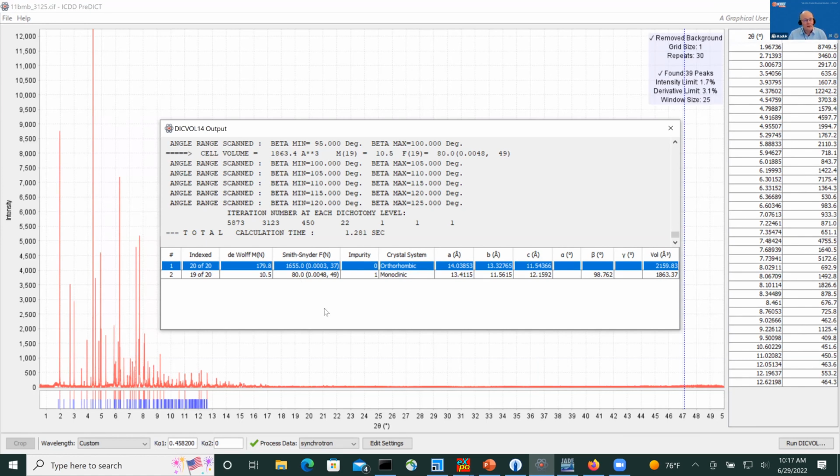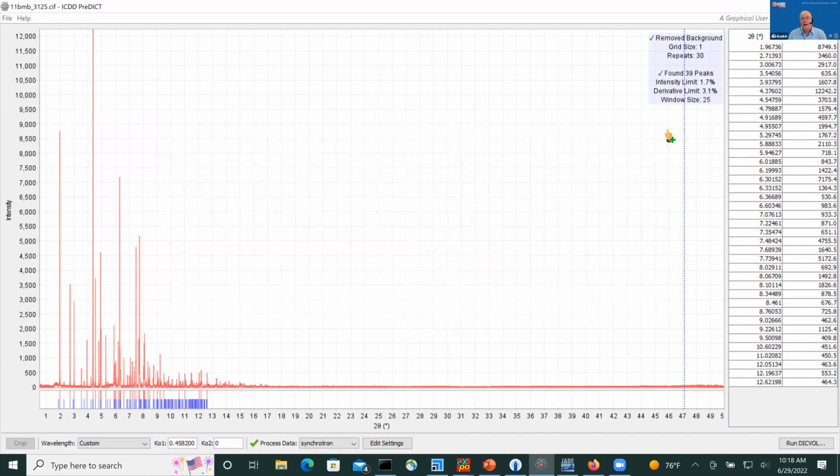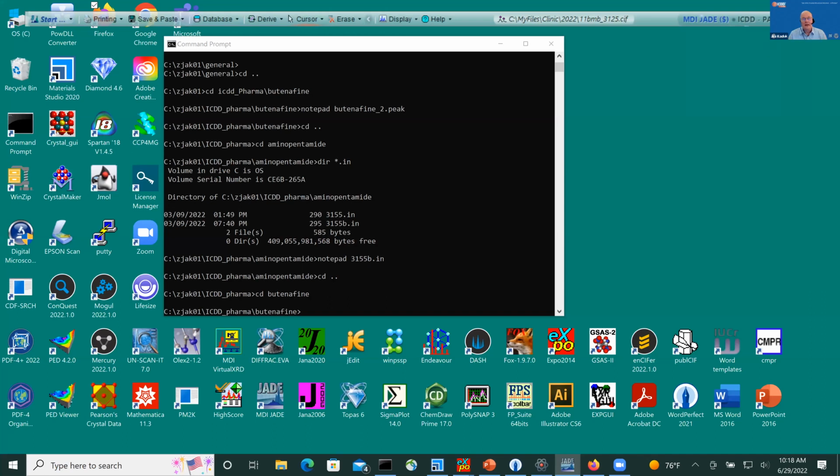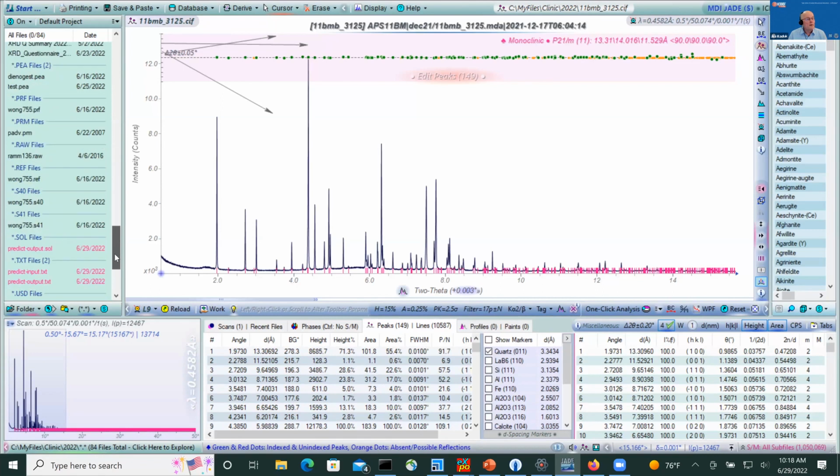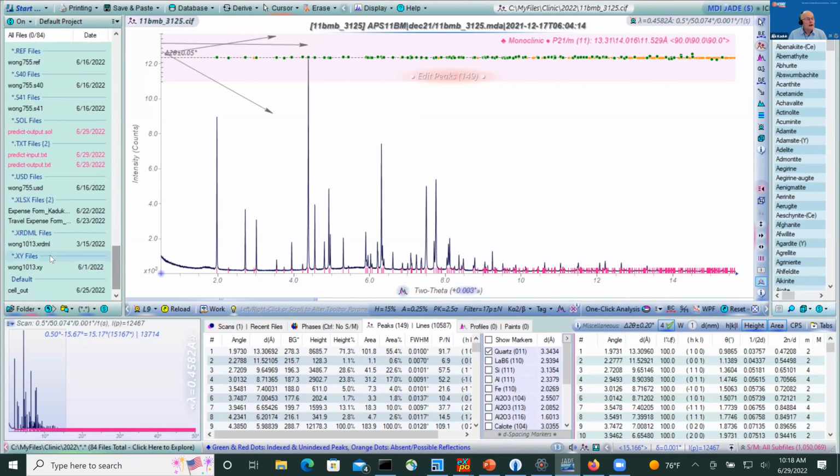Ultimately, if the cell is good enough to solve and refine the structure, it's good enough. And when two or more indexing algorithms give you the same cell, you start feeling a little more confident. So let me go back to Jade for a second and pick another example. This is, again, one that I'm working on currently.